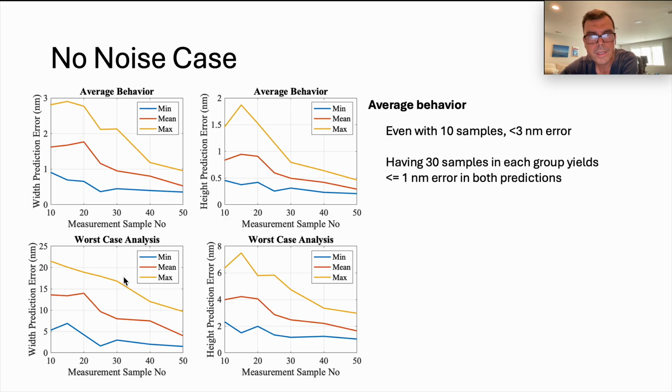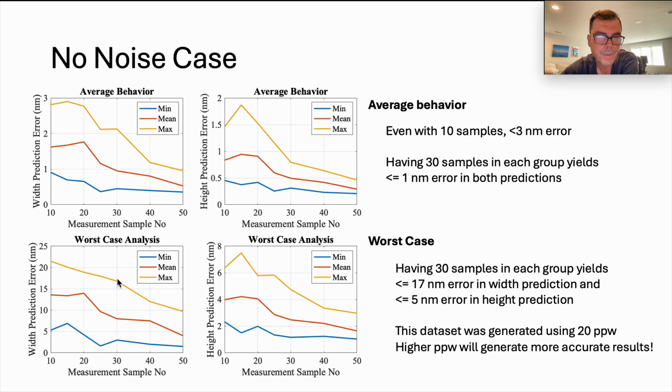For the worst case, when we look at just one device which has the least accurate results, you can see that, for example, if we have 30 samples in each integrated dispersion group, we will have the maximum error of 17 nanometer for the width and around 5 nanometer for the height prediction.